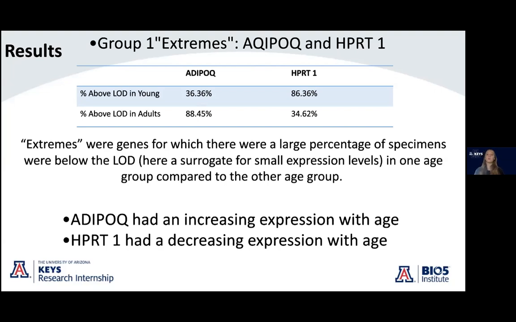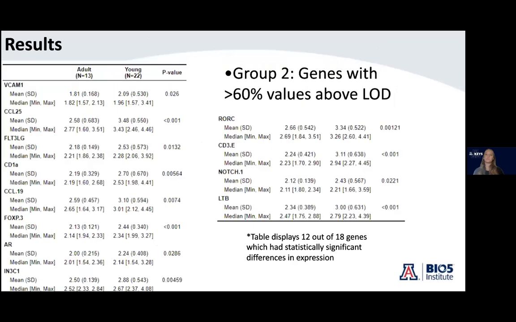In our second group, which was those more obvious genes that had many of their values above the limit of detection, we found 18 different genes that were qualified for this group. But of those 18 genes, we only found 12 that were statistically significant.